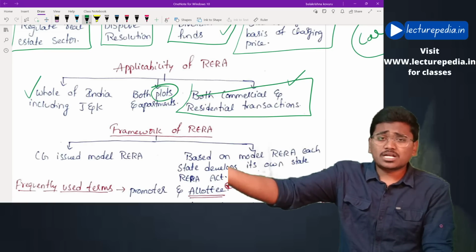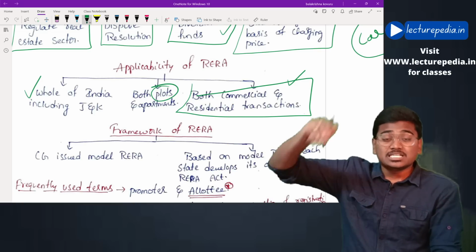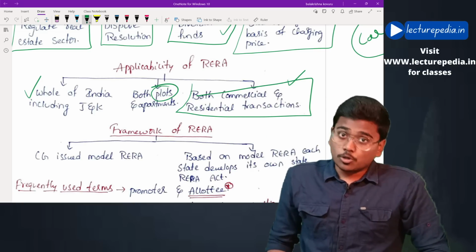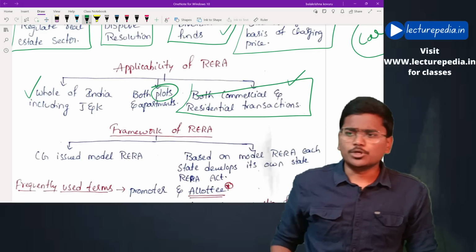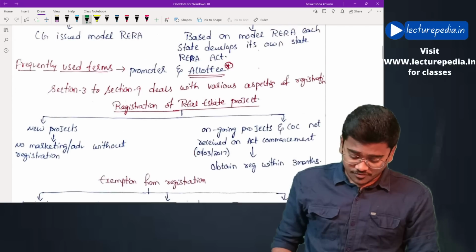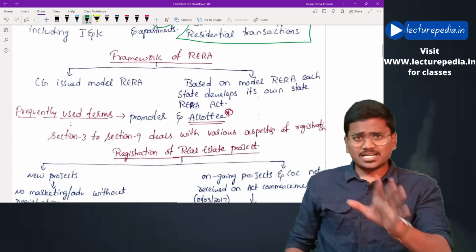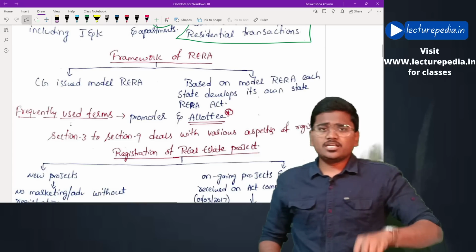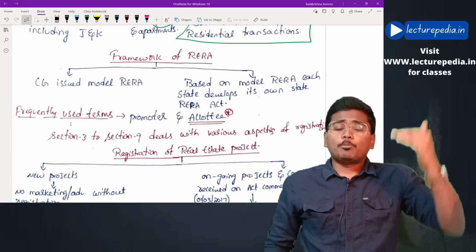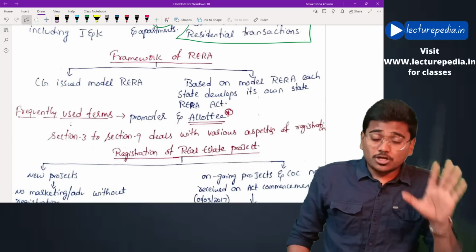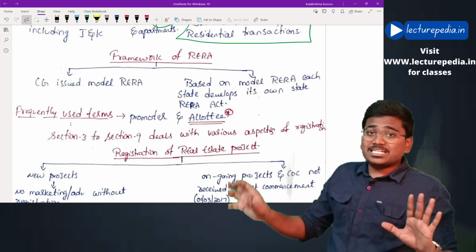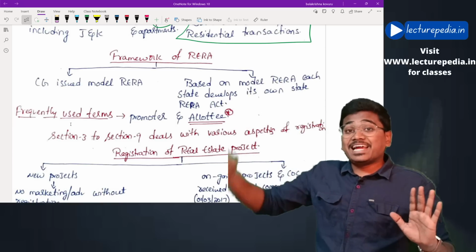On the other hand, if you are constructing some residential houses, even for that the RERA will be applicable. Hope this is clear. That is applicability of RERA. Next, framework of RERA. Now, how the RERA Act is framed? Generally, the central government has developed a model RERA, and based on this model RERA, each state will develop its own state RERA Act.